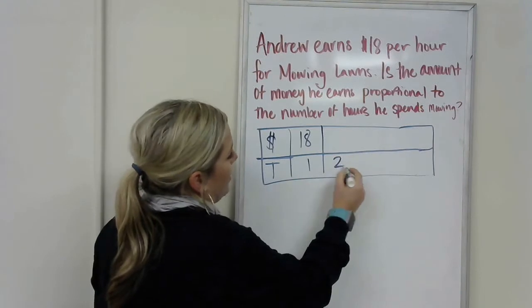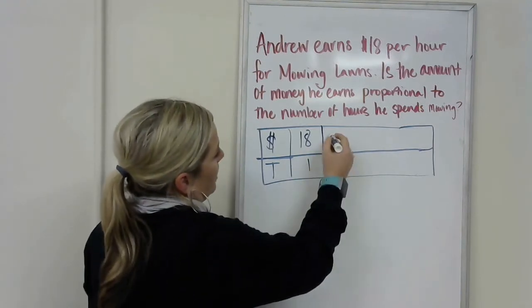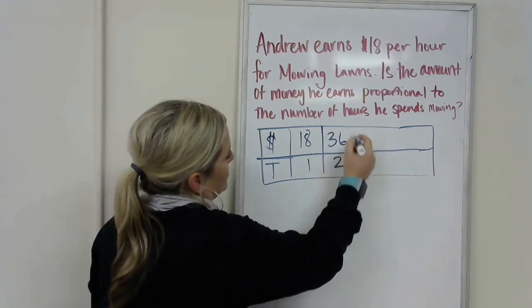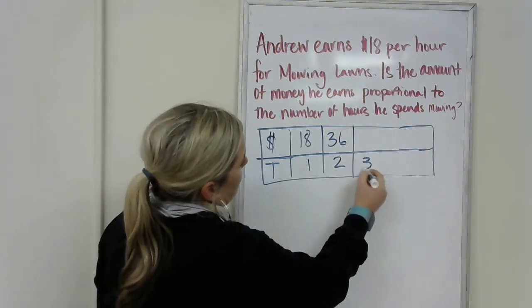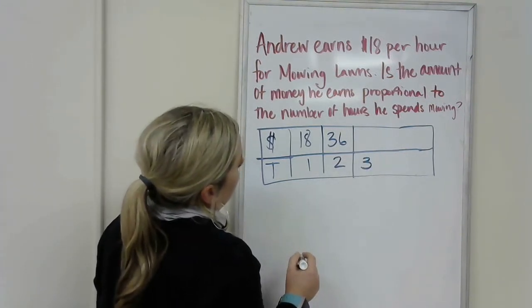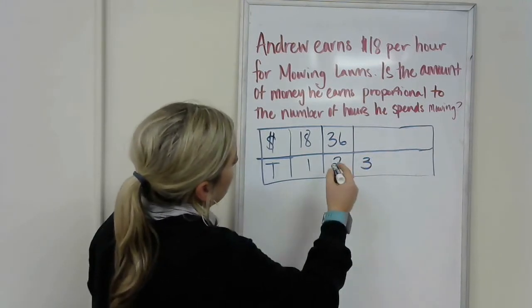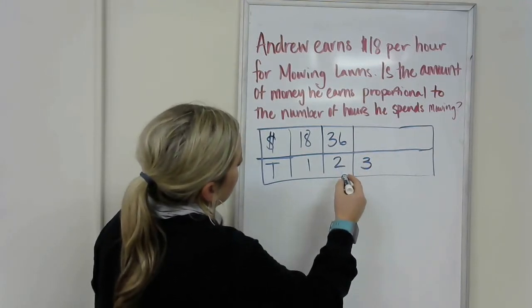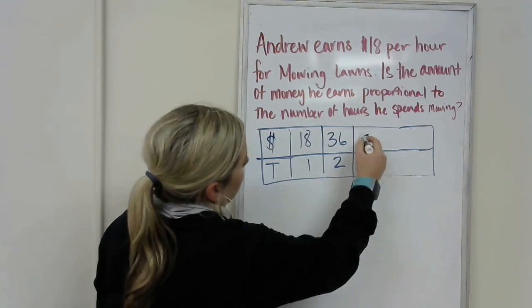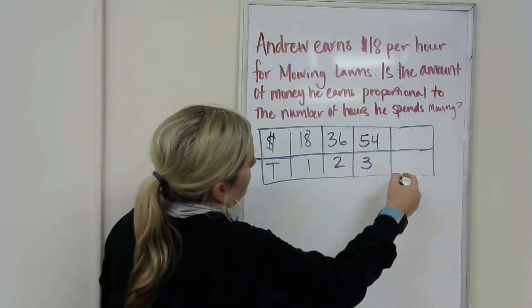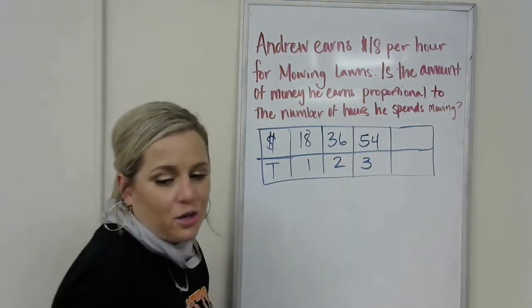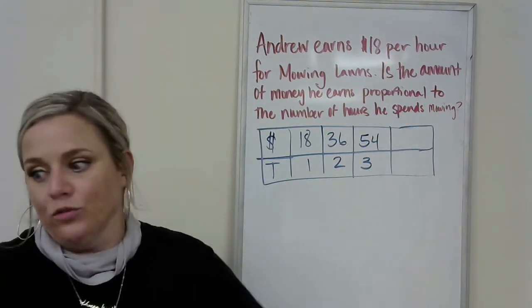So for 2 hours of work, he would earn what? $36. For 3 hours of work, he would earn 64, right? No, $54. And so on. I'm only going to go that far. I'm not going to go real far with it.